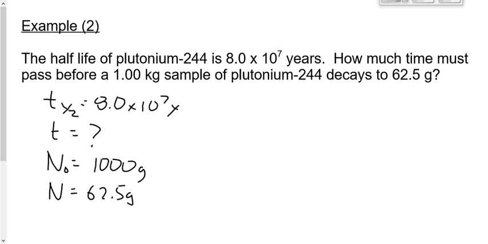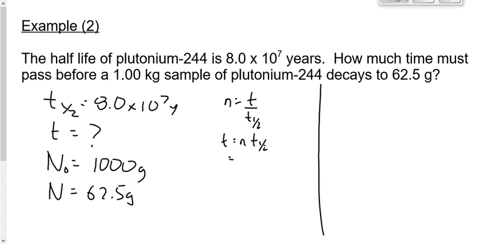Okay, we want to find little t. The equation that we have that allows us to find little t is the one that's not on our data sheet. Little n is, I don't know what that is. T1 half is 8 times 10 to the 7, but okay, I don't know what little n is. So let's go to the other equation for that. Uh-oh. How do we find a little n?